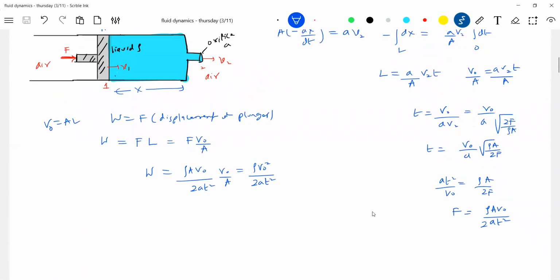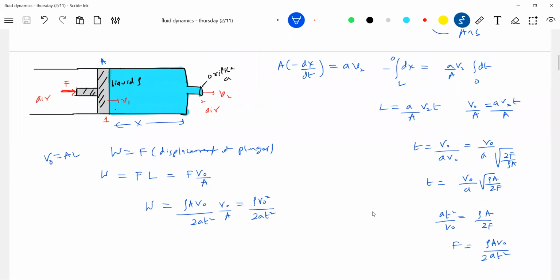Sir, a square T square by V naught square. V naught, okay, this one. So if V naught square will come, a square will be there. Okay, fine. Yeah. A square V naught square, so this will become V naught cube. Okay, agreed now? Rho V naught cube by 2 A square T square. This will be the work done by the force.